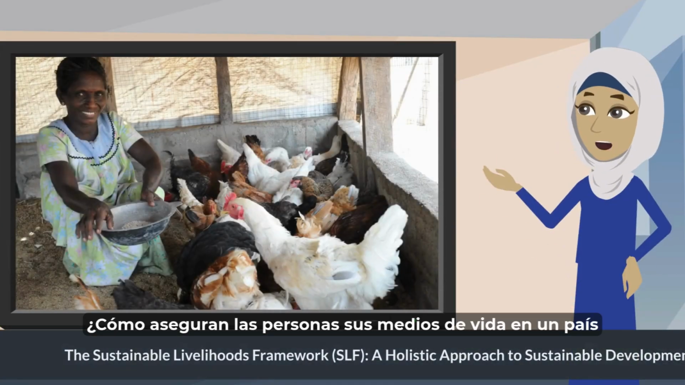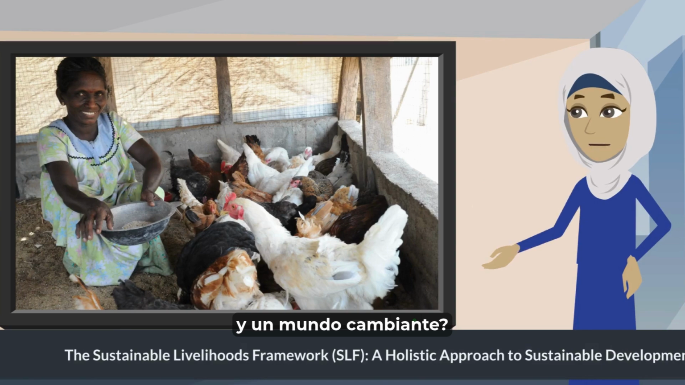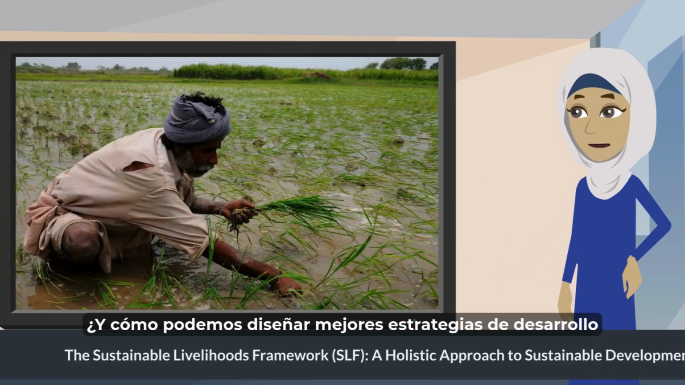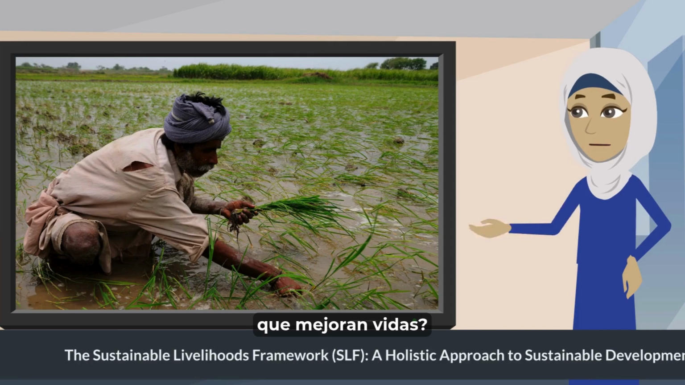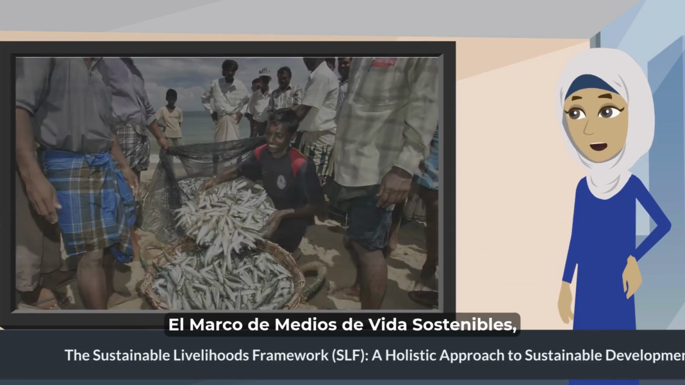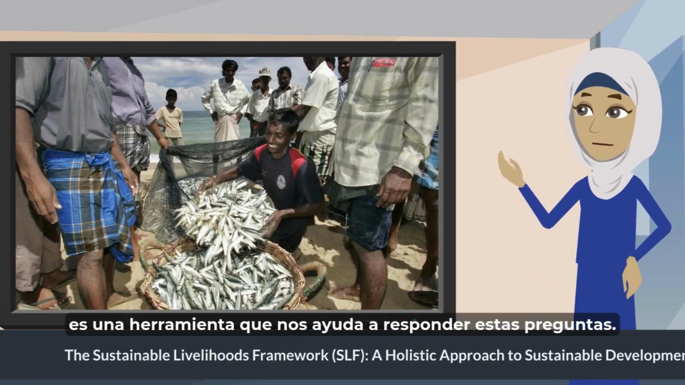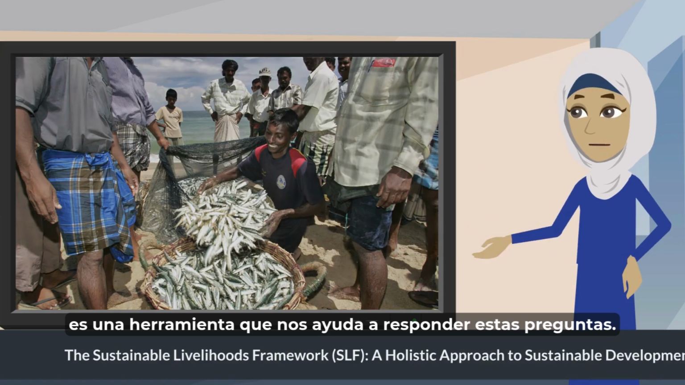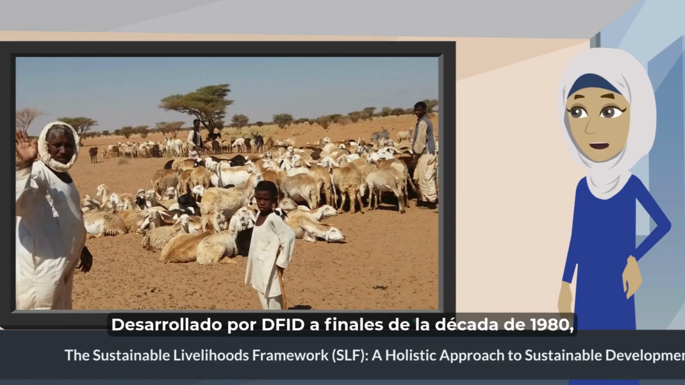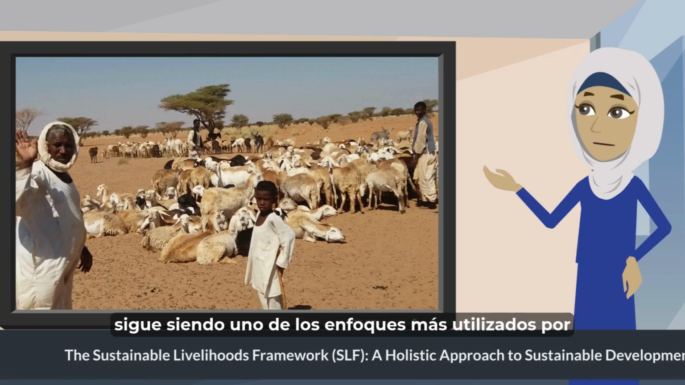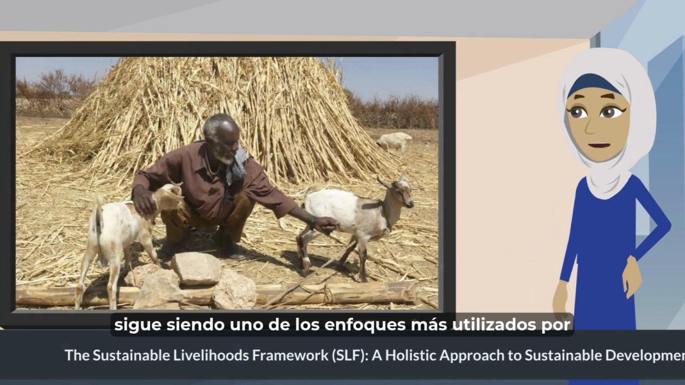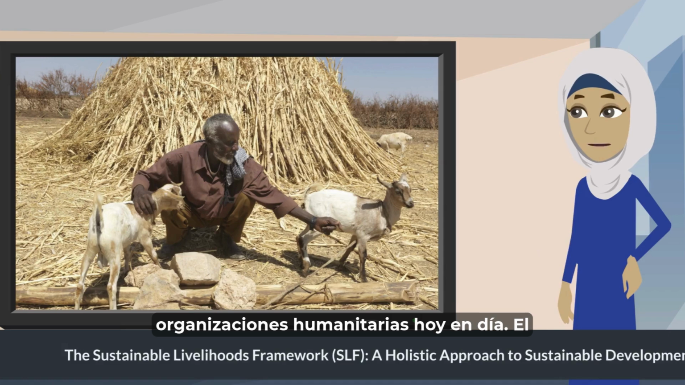How do people secure their livelihoods in a changing world? And how can we design better development strategies that improve lives? The Sustainable Livelihoods Framework, or SLF, is a tool that helps us answer these questions. Developed by DFID in the late 1980s, it remains one of the most widely used approaches by humanitarian organizations today.